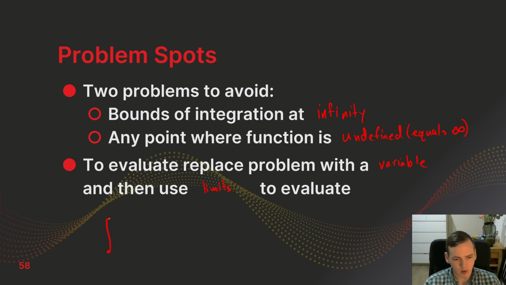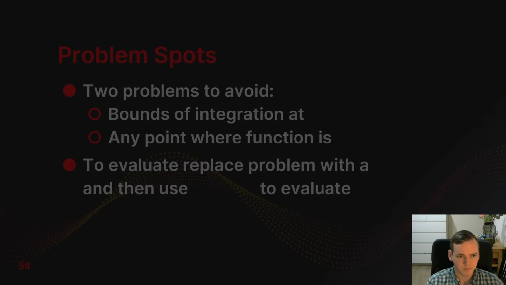So in other words, if we were integrating from 0 to infinity of f of x dx, we just rewrite that as the limit as b approaches infinity of the integral from 0 to b of f of x dx. Because we can use some variable b, and then we just do our limiting values at the end. And so that's the whole idea here. We're going to do two quick examples, and it should be nice and straightforward, hopefully.